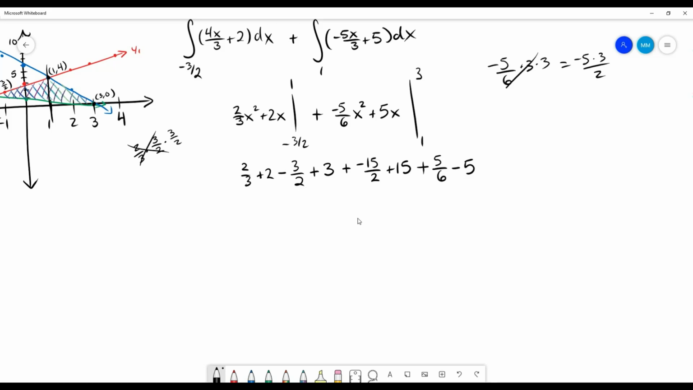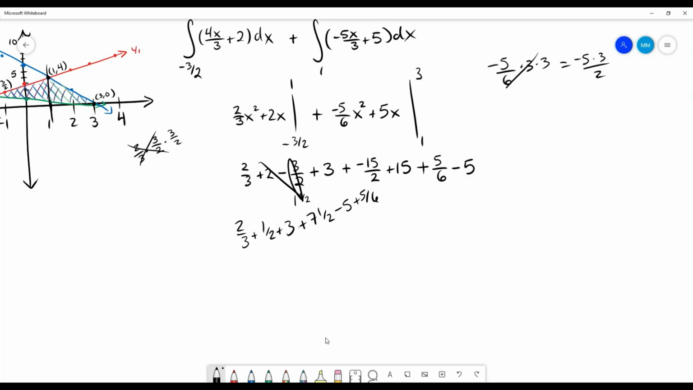So of course this is the same as 1/2. So that's 2 minus 1/2, which is just going to be 1/2. So it's going to be 2/3 plus 1/2 plus 3. And then that's going to be minus 7.5 plus 15, which actually just turns out to be positive 7.5. Minus 5 plus 5/6. Okay.